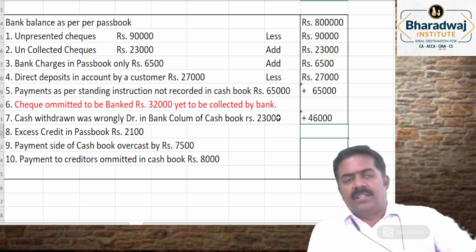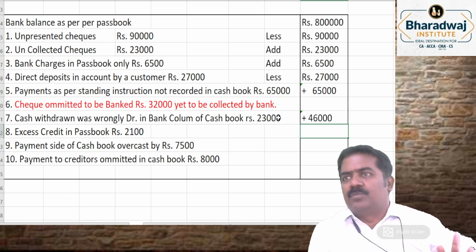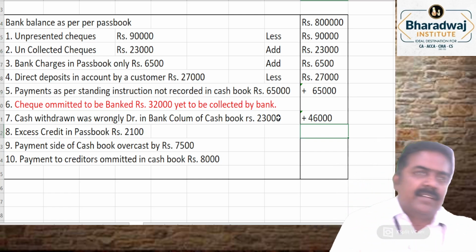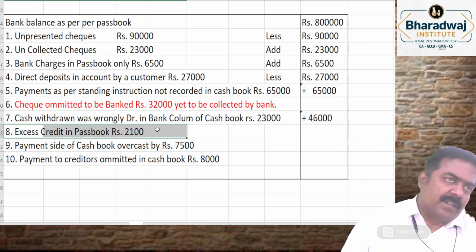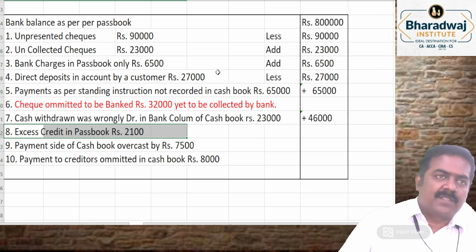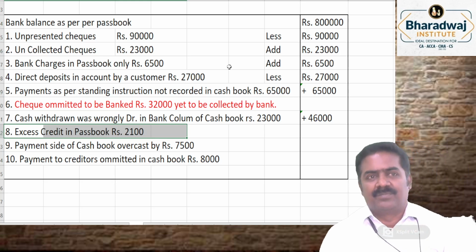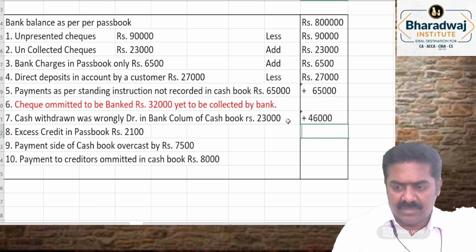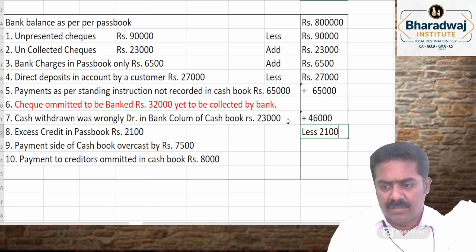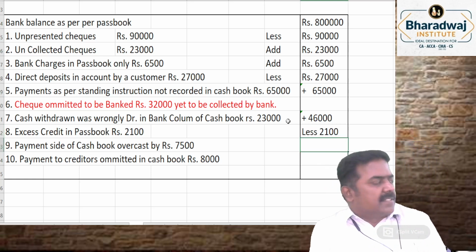Customer has added 23. For the 23,000 you add. We deducted 23,000. To remove that, add 23. So total how much you would add? 46,000. Excess credit in passbook. Credit in passbook means passbook la credit பண்றோம்னா add பண்றோம். So excess credit remove. Less how much? 2,100. Excess credit means excess add பண்ணிருக்கோம்.